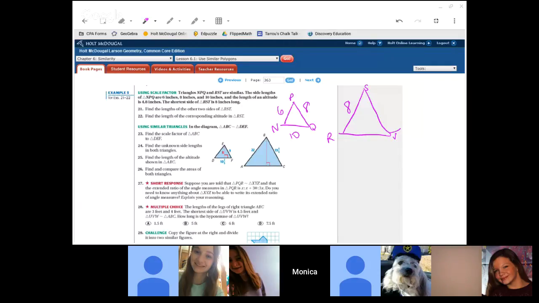Okay, so now we're going to make up that scale factor, okay? So in order to make the scale factor, you have to have a side from one triangle and a side from the other triangle, right? So if we set these up, these are the corresponding sides that we have. A 6 from this side and an 8 from this side. Those are corresponding, okay? So that scale factor reduces to 3/4, okay? Your scale factor should always be reduced. Does that make sense?